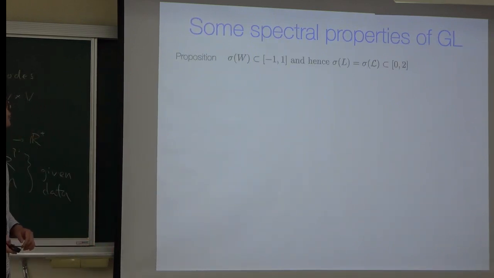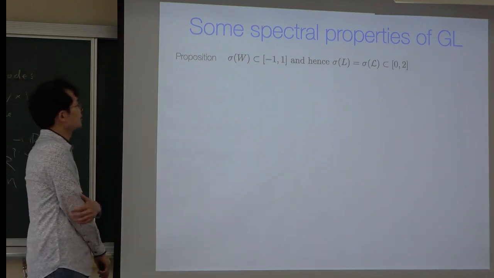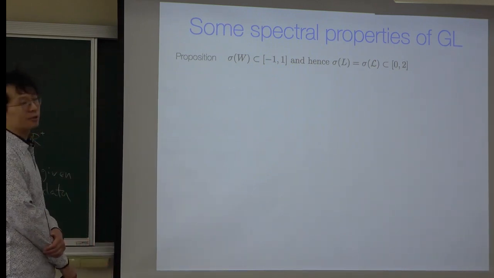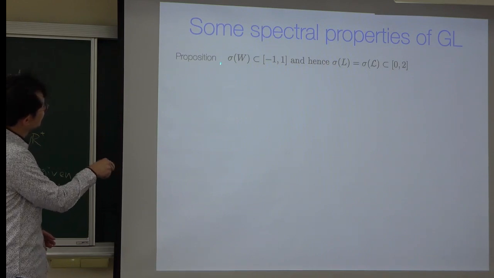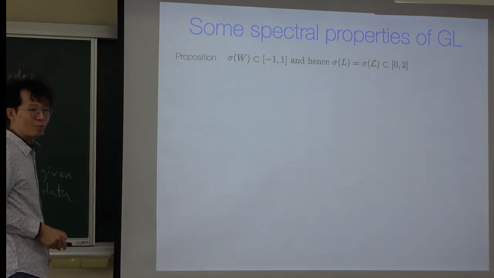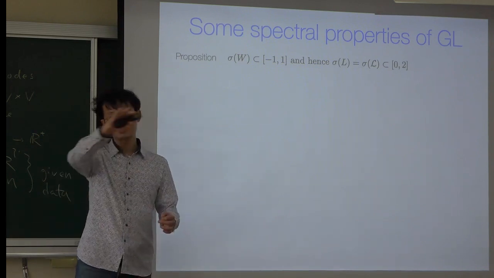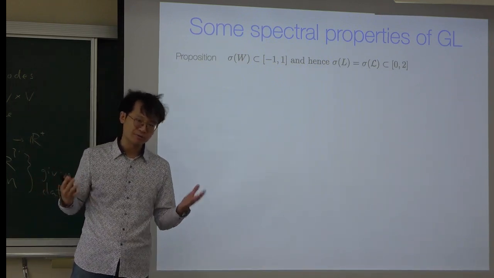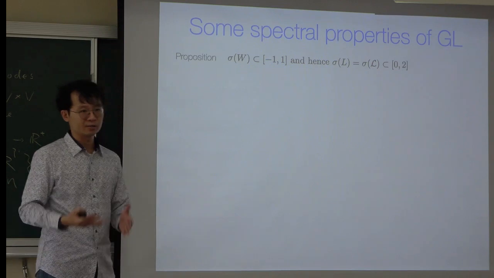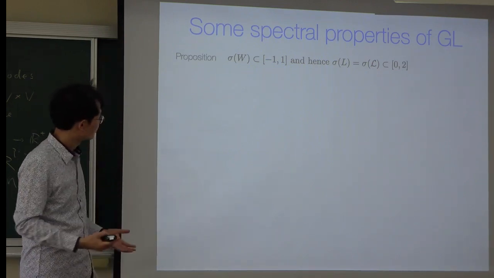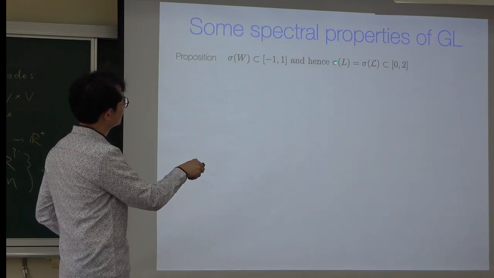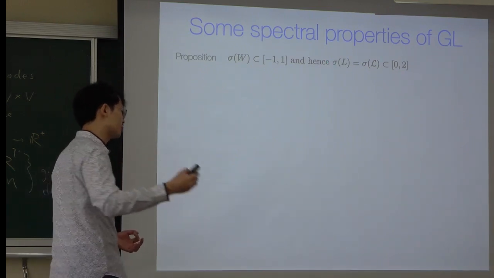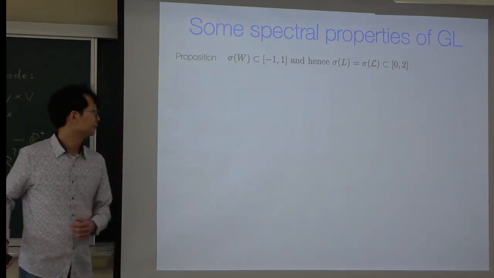And there are some very basic spectral properties of graph Laplacian. For example, you can easily calculate and show that the spectrum of W is bounded by 1, because its row sum is 1, so the L infinity norm of the W matrix is bounded by 1, and the spectral norm is bounded by all the norms. So that is very simple. You can get all the spectrum of the graph Laplacian, normalized graph Laplacian, and so on.